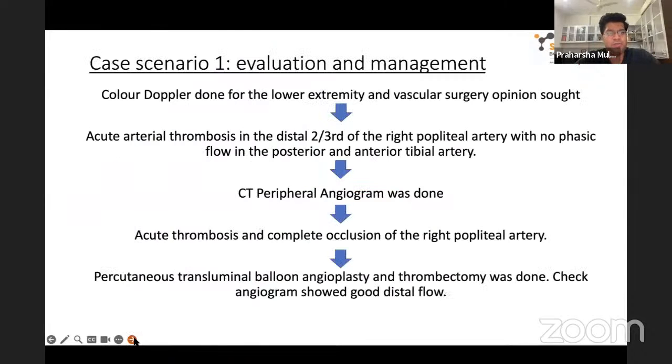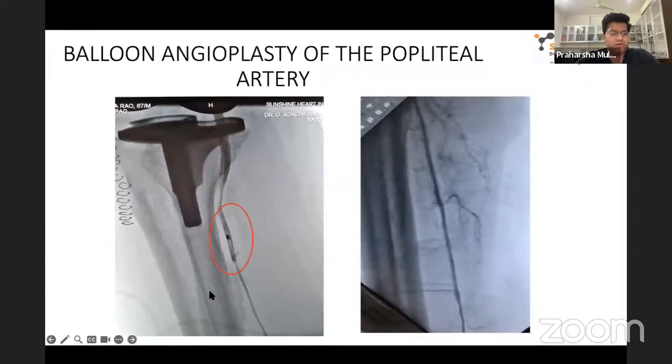So we immediately did a Doppler, confirmed the absence of the flow, and CT angio was done. This acute thrombus was simply removed as a percutaneous procedure, and thrombectomy was done with a balloon angioplasty. And then immediately you have very good flow distal to the site. So it's very important. The reason we are showing this is that the patient is fine immediately on the table also. Shifted to the ICU, everything is fine.